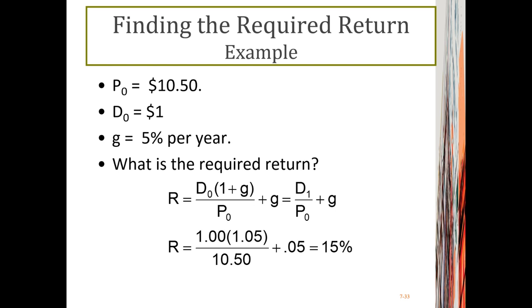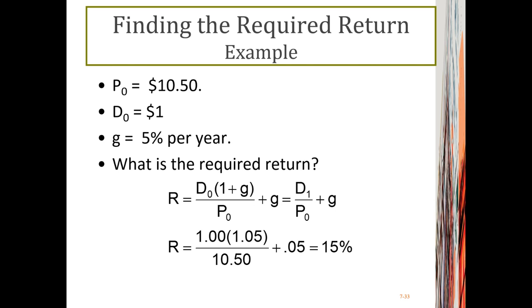And here D1, you would say D1 is $1, is that right? Well, that $1 is not D1, it's D0. The company paid $1 of dividend. In order to figure out D1, we need to apply the growth rate of 5%. So D1 equals $1 times 1 plus the growth rate of 5%. That gives you $1.05 of D1. And the P0 is $10.50.